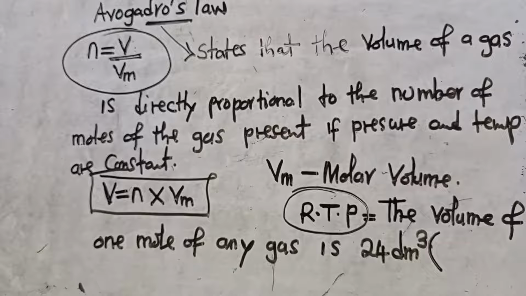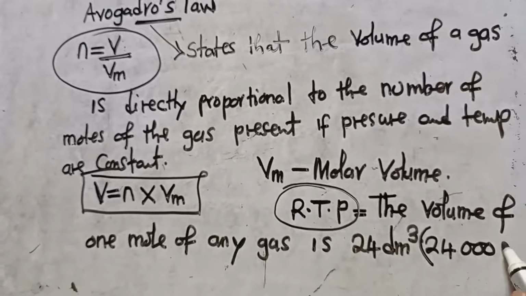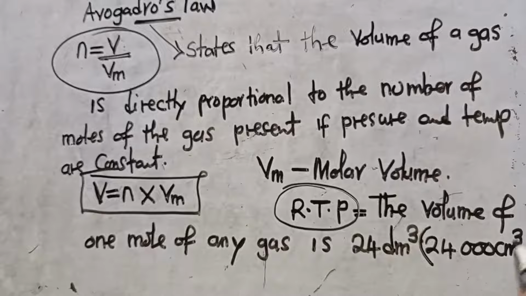And I also want to submit to you that this 24 cubic decimeters is just the same as 24,000 cubic centimeters. It is just one and the same. So these are certain things that you have to understand.